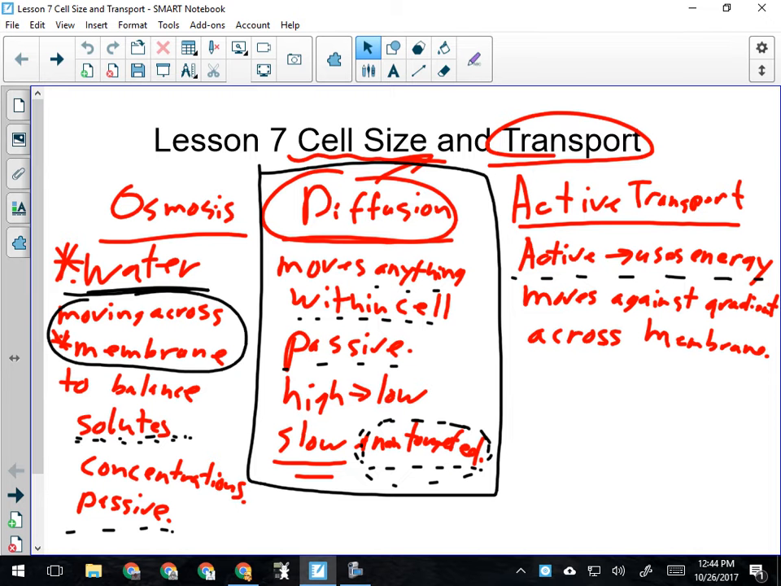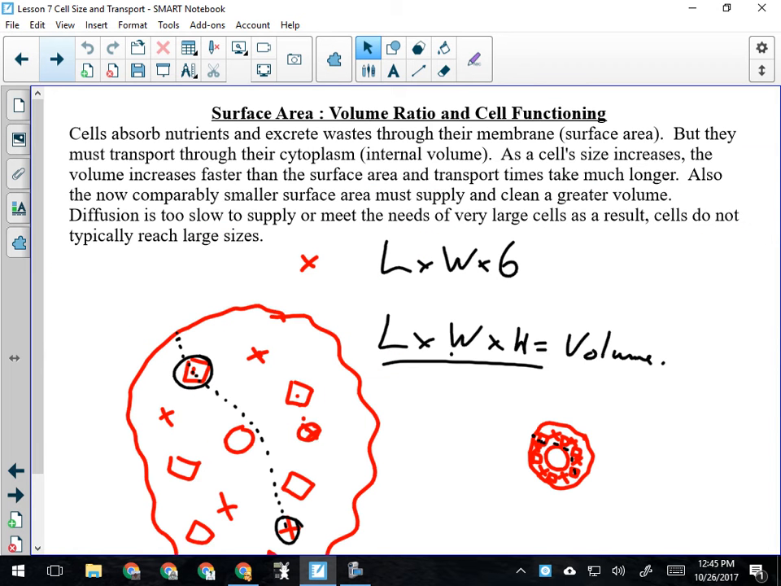Everybody follow? Okay, and that's why we were talking about how some cells have folds in them, okay, or even like the mitochondria had those folds in it because the folds made a greater what? Greater surface area. Okay, so surface area is important. All right, so moving along here. So the big thing to remember is that cells absorb nutrients and excrete wastes through their membrane, their surface area, okay? But they must transport through their cytoplasm, which is their internal volume.